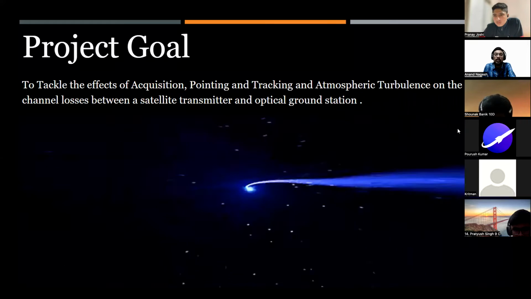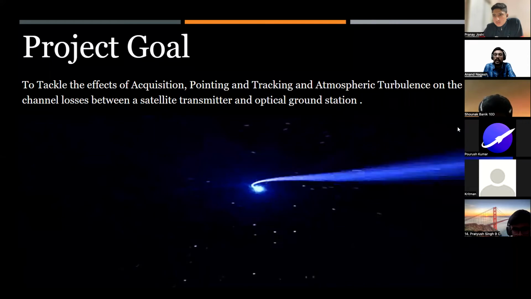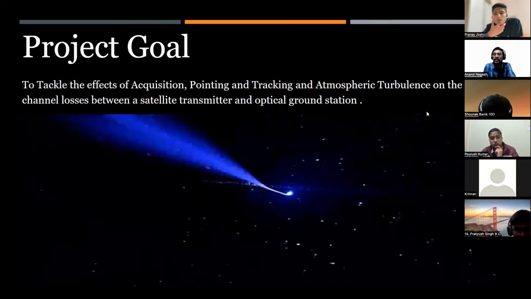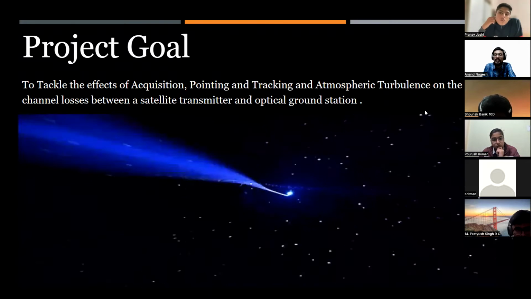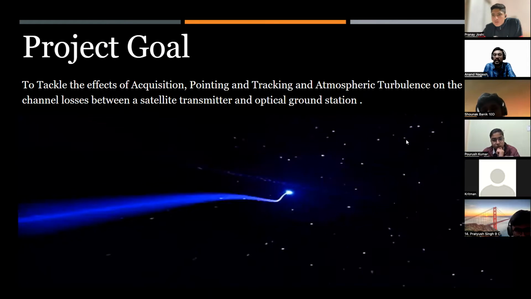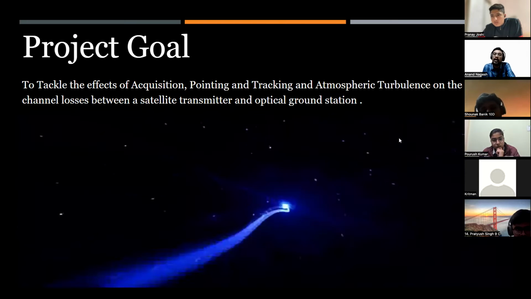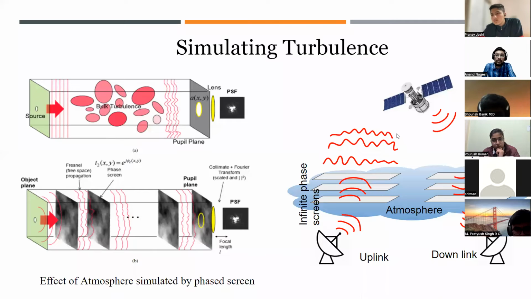Our goal for this project is to tackle the effects of the acquisition, pointing and tracking of satellites, the atmospheric turbulence, and the channel losses between any satellite transmitter, which I showed you previously, and an optical ground station. So we would be dealing with lasers when it comes to satellite communication. As of now, I told you there was a UHF antenna, so better performance would come from an optical ground station and an optical satellite.